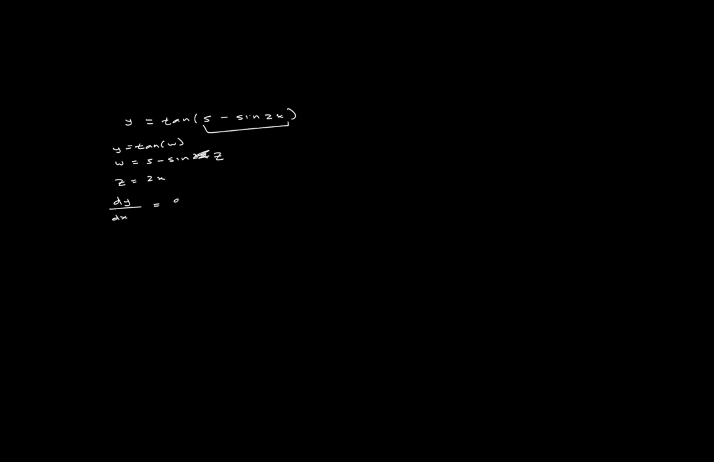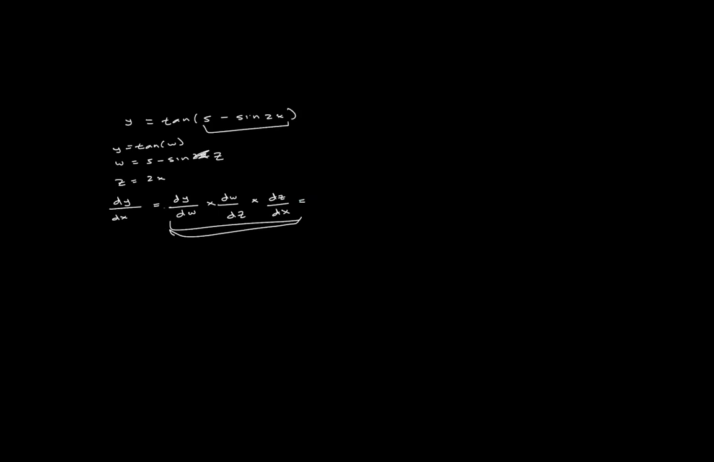And dy over dx is first dy with respect to dw, times dw with respect to z, because w is 5 minus sine z, so it's a function of z, and then times dz over dx. And so multiplying all of these together, this is basically what the chain rule is. We're applying the chain rule over and over again, removing each of these composed functions to come up with our final answer. The product of these three terms will give us the final answer.